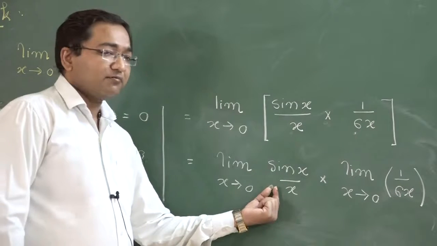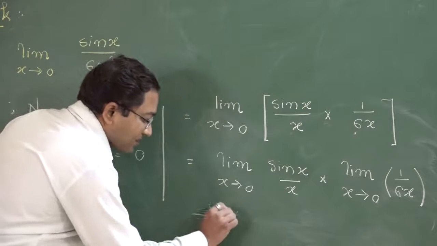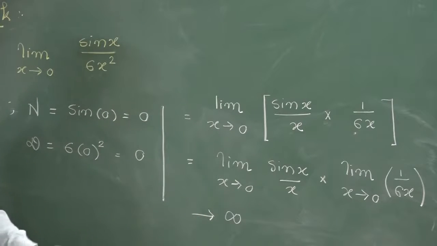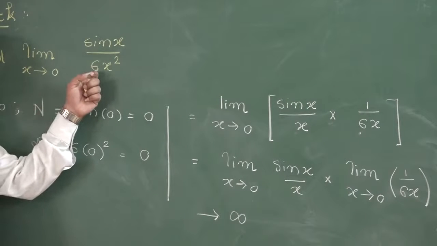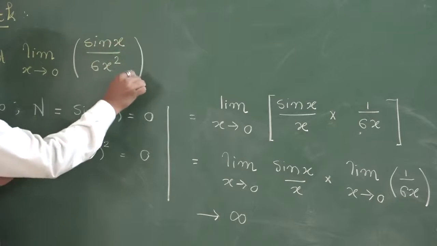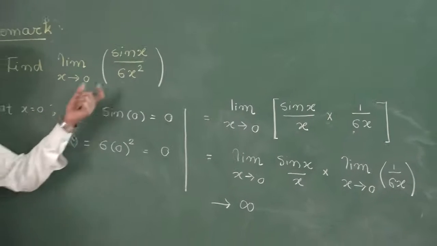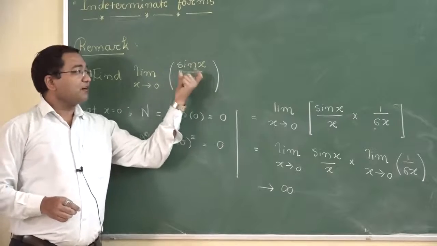Infinite multiplied with something becomes infinite. So that answer is not finite. Now our next aim is to obtain the finite answer for this type of given function. So our next concept is how to obtain the finite limit of such types of functions.